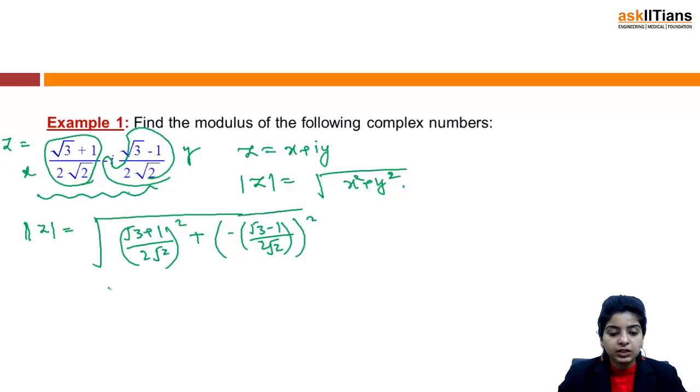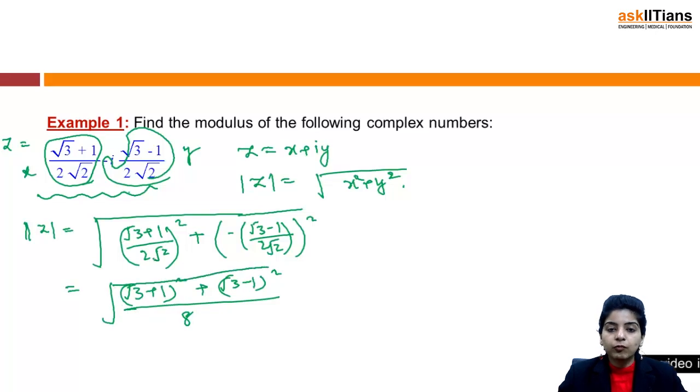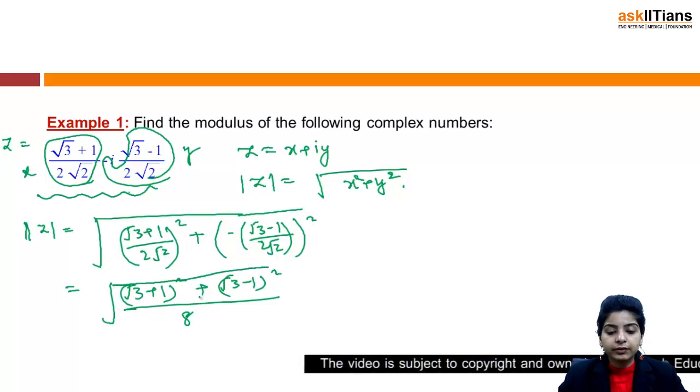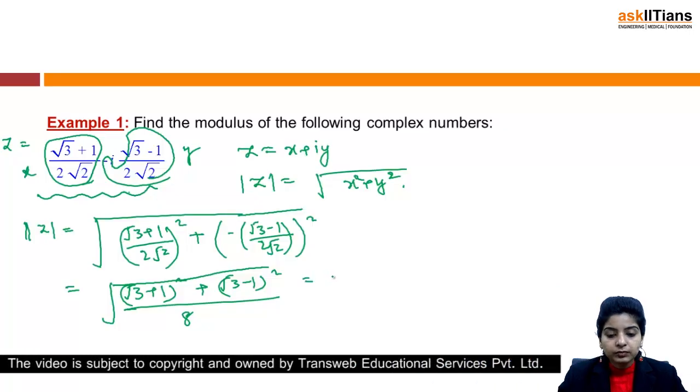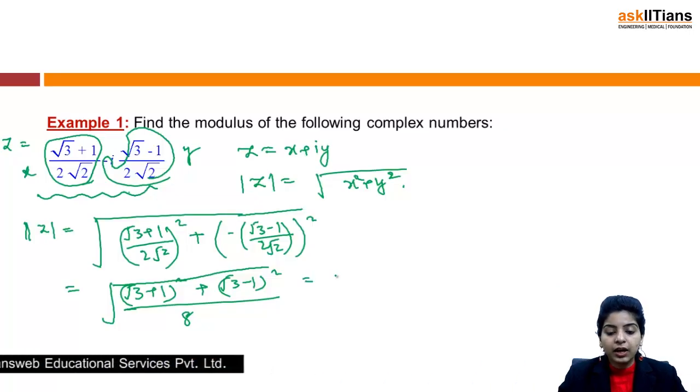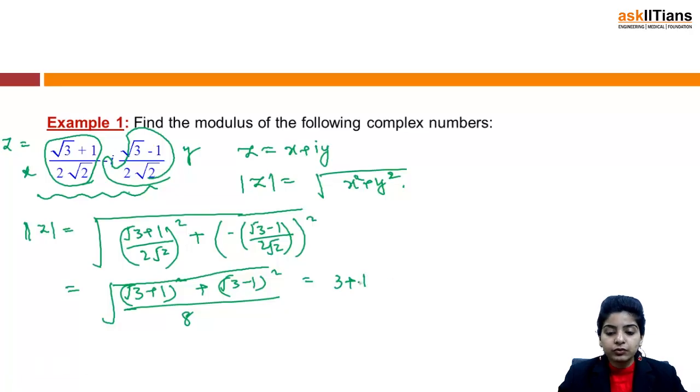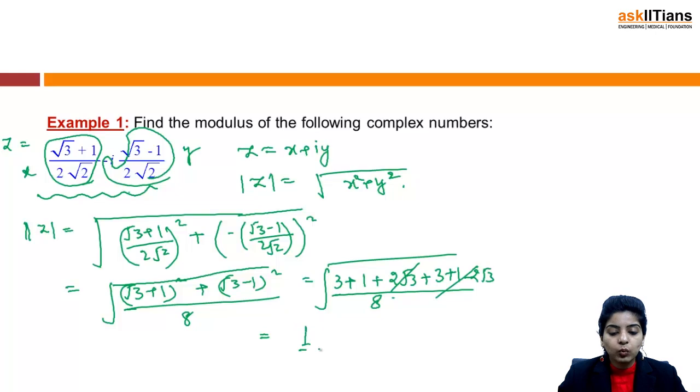So this is my modulus of z, which becomes (root 3 plus 1) whole square plus (root 3 minus 1) whole square upon, we will get, 8. This will become 4, and root 2 square will be 2, so we have 8. So this is equal to, you can solve out, open the brackets, whole squares, and using (a plus b) whole square is a square plus b square plus 2ab, we get a square plus b square plus 2 root 3 plus a square plus b square minus 2 root 3, divided by 8, and this is under root. So this becomes 4, this gets cancelled, and I have it as 1.